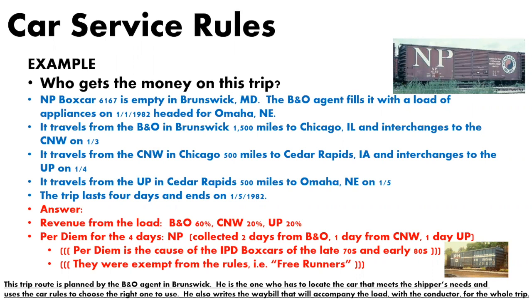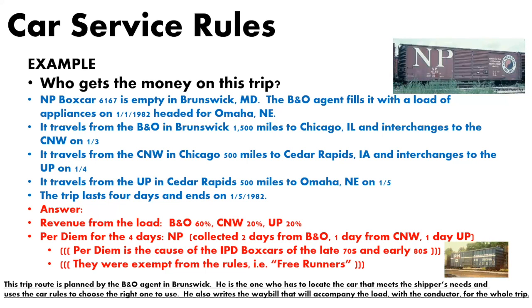Okay? So I made the numbers round just so it makes the math easy, but keep in mind they use the actual mileage, right? So the car travels from Brunswick 1,500 miles to Chicago. That's all on the B&O. Then it interchanges to the Chicago Northwestern on the 3rd of January. The Chicago Northwestern picks it up and runs it to Cedar Rapids, Iowa, a distance of 500 miles, and drops it off the next day on the 4th of January.